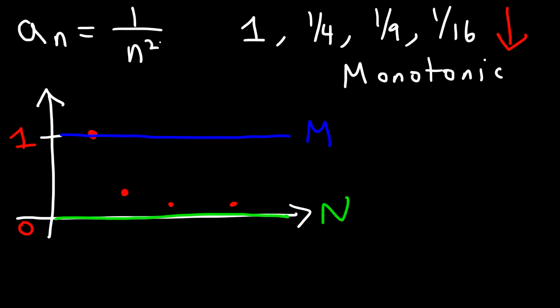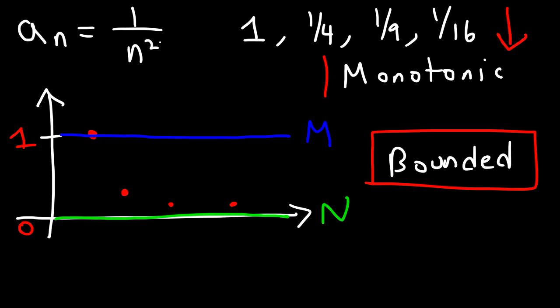So we have a sequence that's bounded below at n and bounded above at m, so it's simply bounded. Now that we've established that the sequence is both bounded and monotonic, we can make the statement that this sequence is convergent.